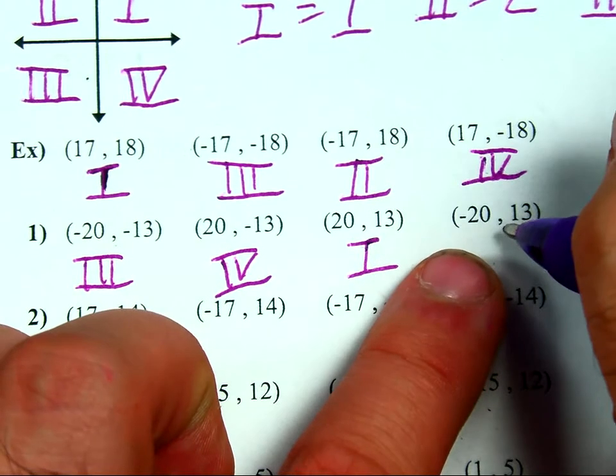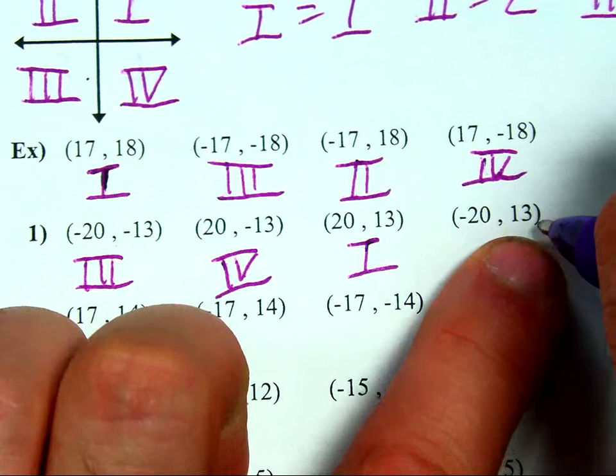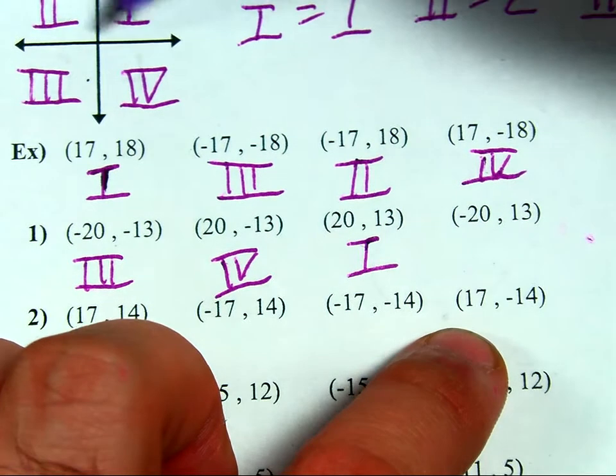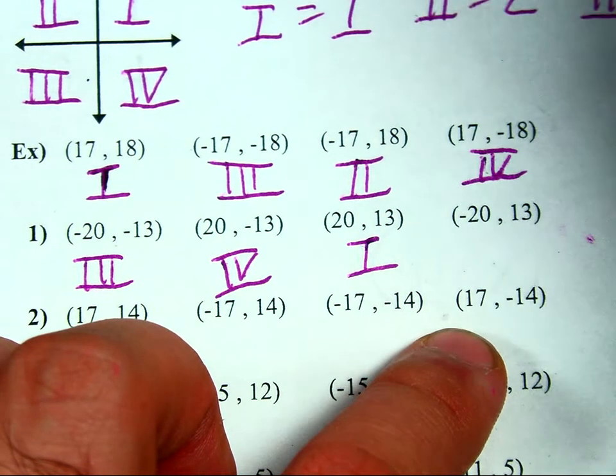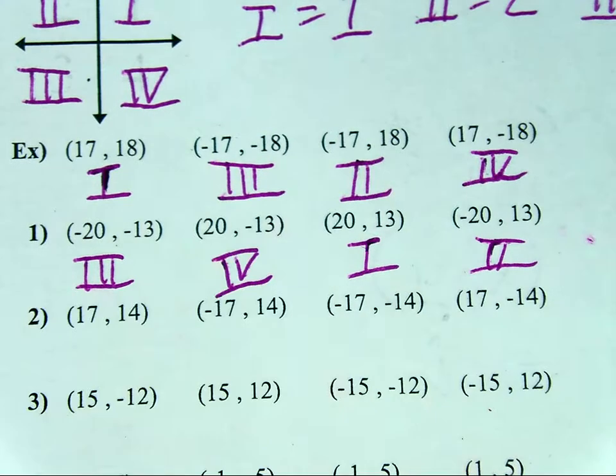For this last one, we're going to the left 20, and then up 13. So we're going to go to the left, and then up. We're going to end up in quadrant 2. We can do these without even thinking about them, because of how the positives and negatives work.